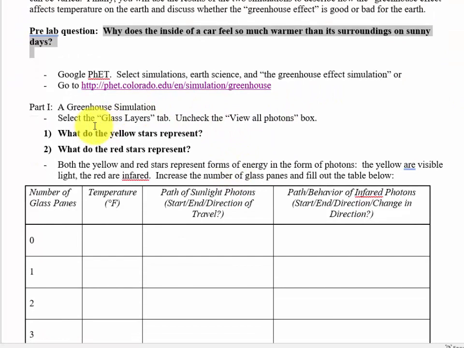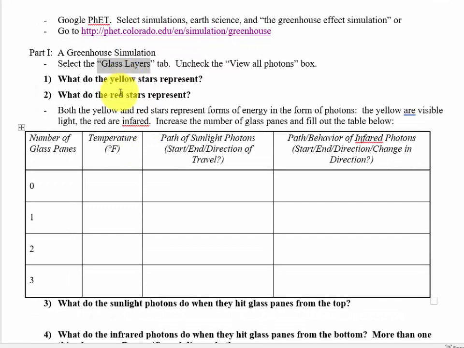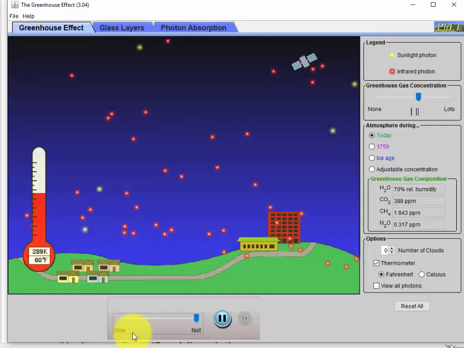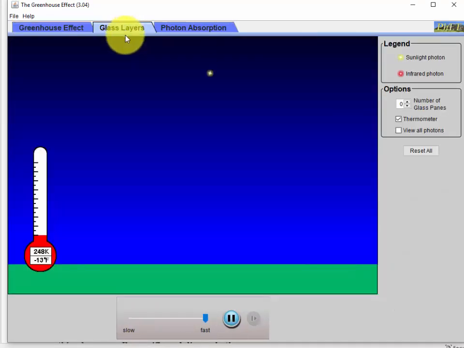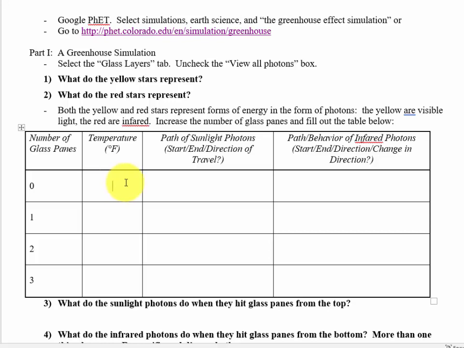Now we're supposed to go to the glass layer tab. I've already answered these two for you. Pay attention to the yellow stars and the red stars as we mess around with the number of glass panes. So click on the glass layer tab, and here we have the sunlight coming down. It's going to hit the Earth, and the Earth is going to start to warm up because of that. Don't make your observations of temperature until things have hit a steady state. So we're going to wait until this stabilizes. And that's probably stable enough. Now record the temperature, the path of the yellow guys, and the path of the red guys.